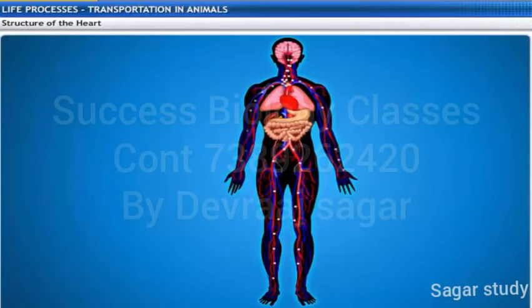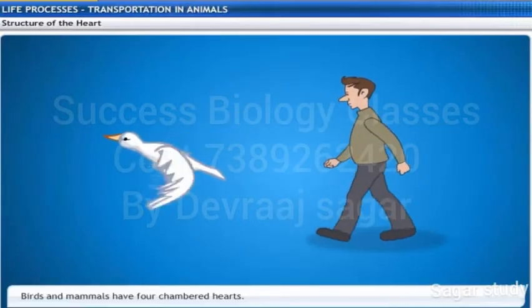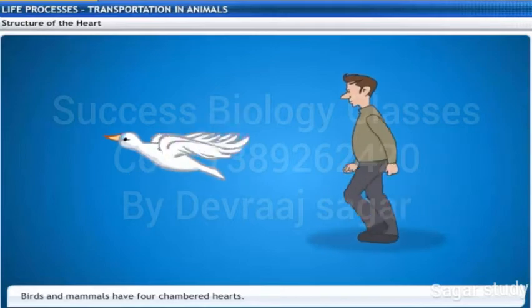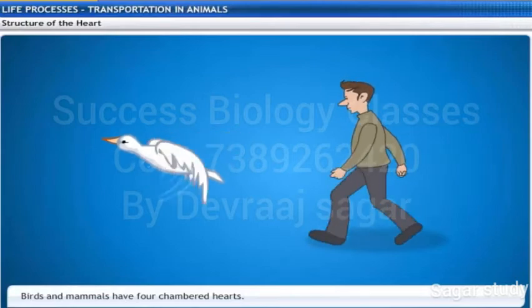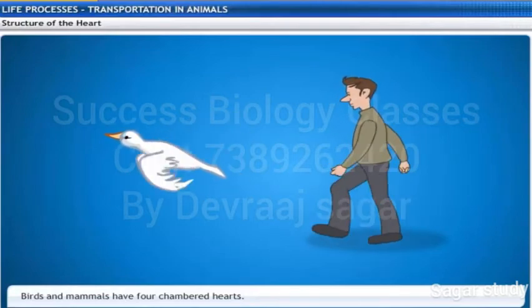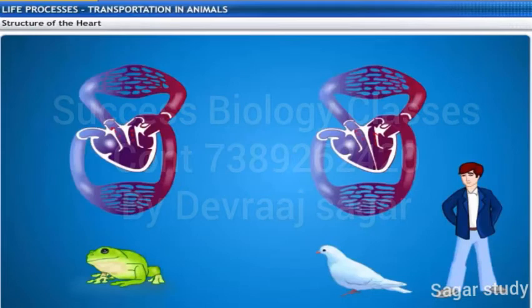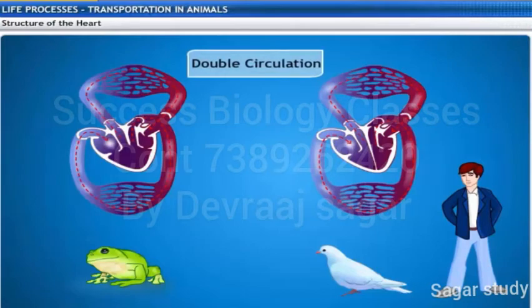Since oxygenated blood is segregated, it allows an efficient supply of oxygen to the body. This is useful in warm-blooded animals like birds and mammals who constantly use energy to maintain their body temperature. Blood flows through the heart twice during each cycle in vertebrates like amphibians, reptiles, birds and mammals. So this type of circulation is known as double circulation.